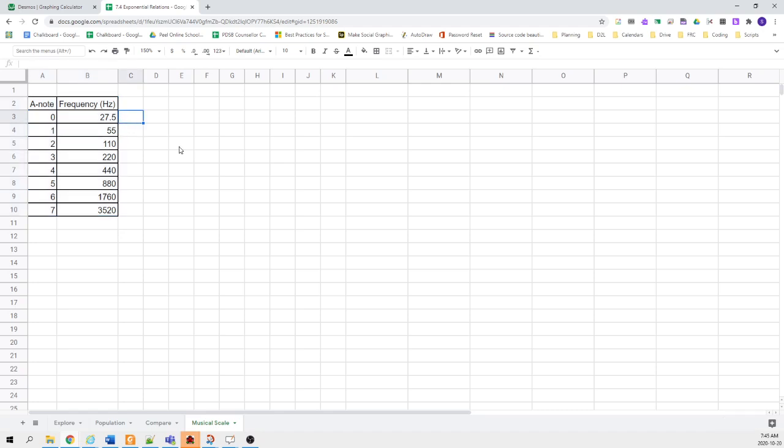So let's confirm that this is an exponential relationship. We can do that by checking the common factors. So all I'm doing is taking B4 and dividing it by B3. So there are 8 frequencies and 7 different pairs. So this pair, 1, 2, 3, 4, 5, 6, 7. That's why there's only 7 2's here. These are my common factors.